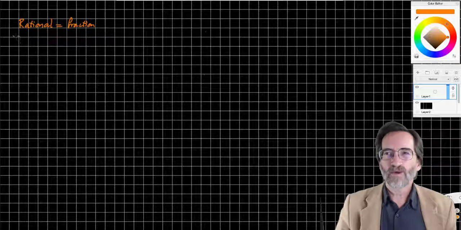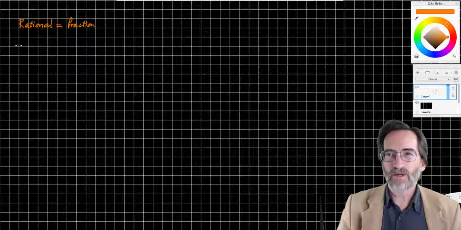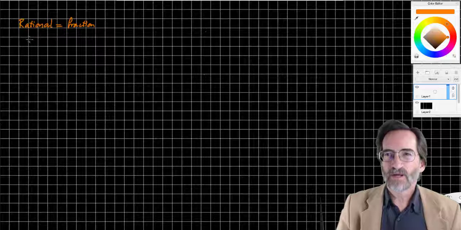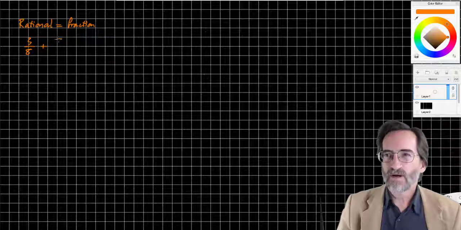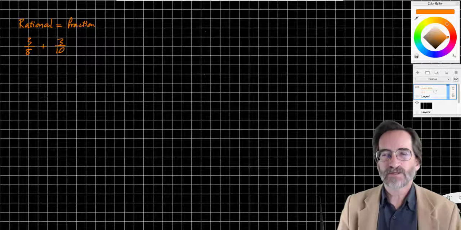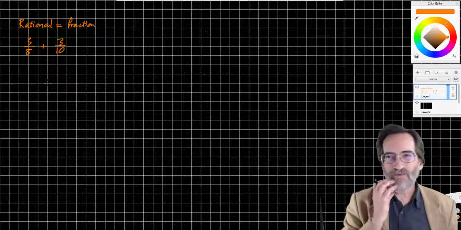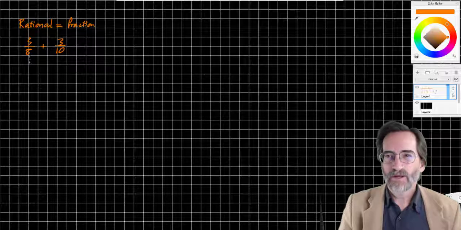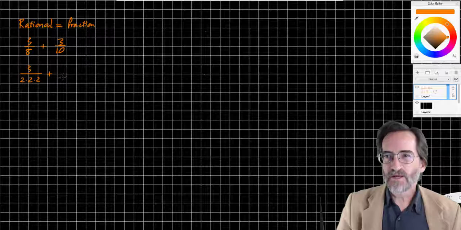And so when we add and subtract fractions, we need to remind ourselves of some of the things that we did. Let's do 3/8 plus 3/10. I'm going to show you a technique for doing this involving factoring, because that's going to relate to what we're doing here. 8 happens to be 2 times 2 times 2. That's the prime factorization of 8. 10 is 2 times 5.